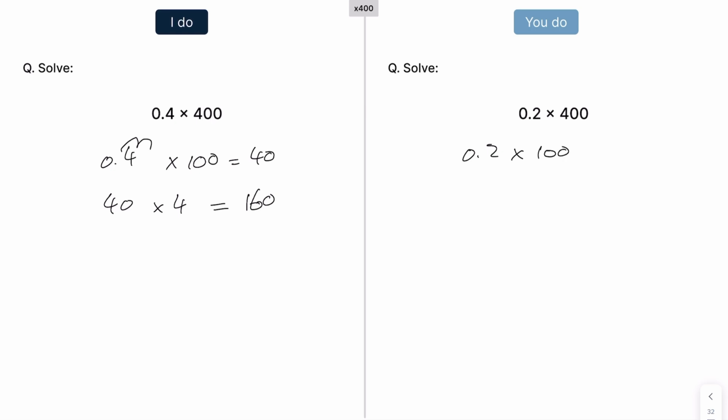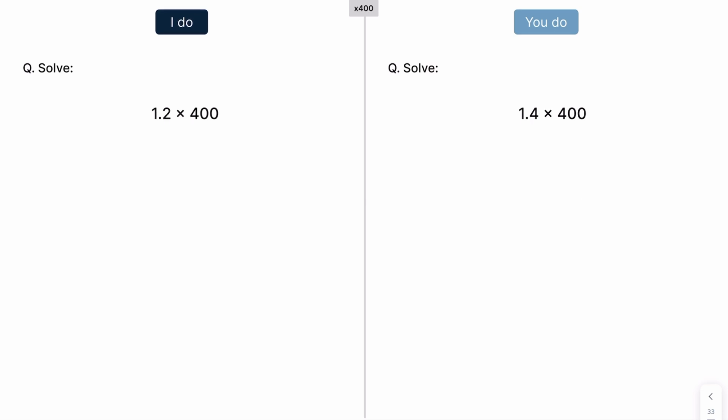0.2 times 100. Again, hop the decimal twice. That becomes 20 there. And 20 times 4 is what we are left with. 4 times 2 is 8. Add the 0 on. That becomes 80. And now we have 1.2. Times that by 100. Hop twice. That becomes 120. 120 times 4. Now, you know 4 times 12 is 48. Add the 0 on. And then hopefully you've pressed pause and had a go at this one too.